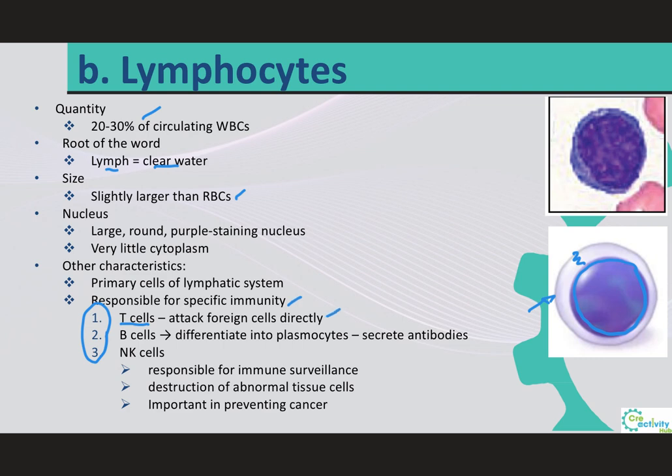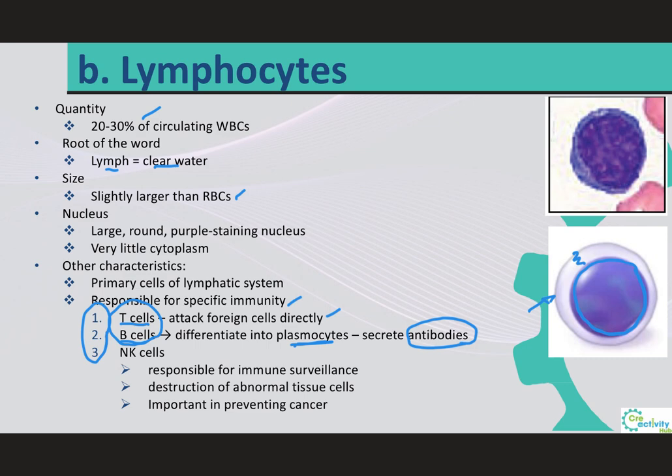Another group of lymphocytes are the B cells. The B cells differentiate into plasmocytes, or plasma cells, and they are the ones that will secrete antibodies that attack foreign cells or proteins in distant portions of the body. Now, T cells and B cells are so similar that they cannot be distinguished with a light microscope.